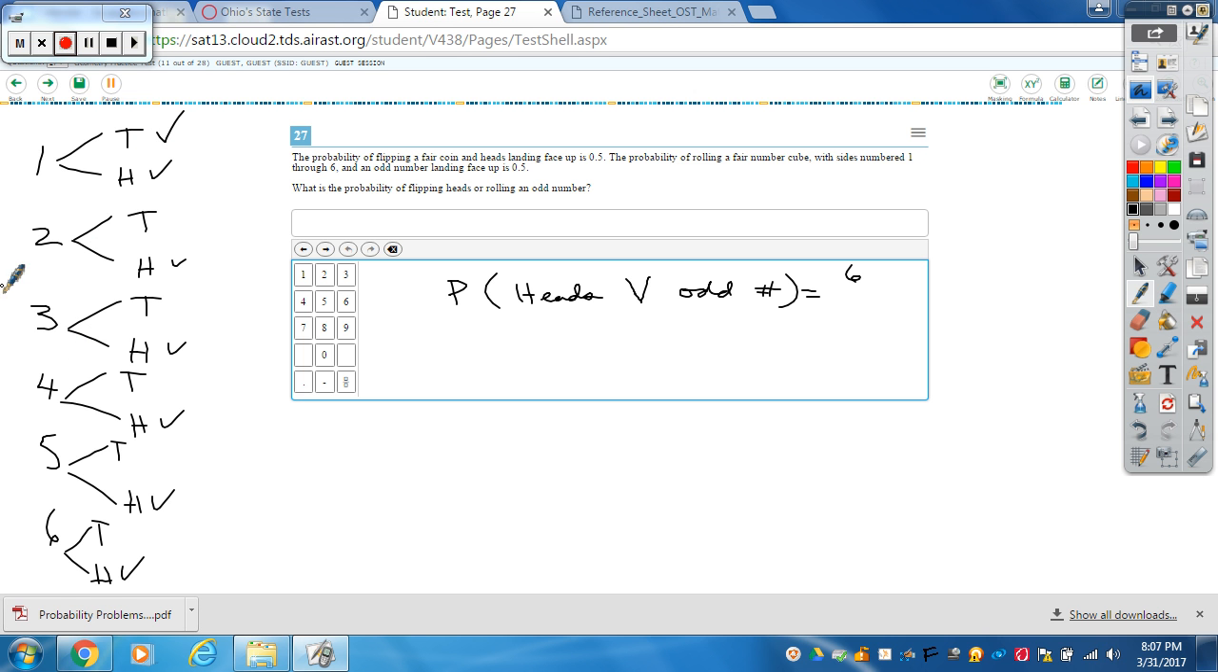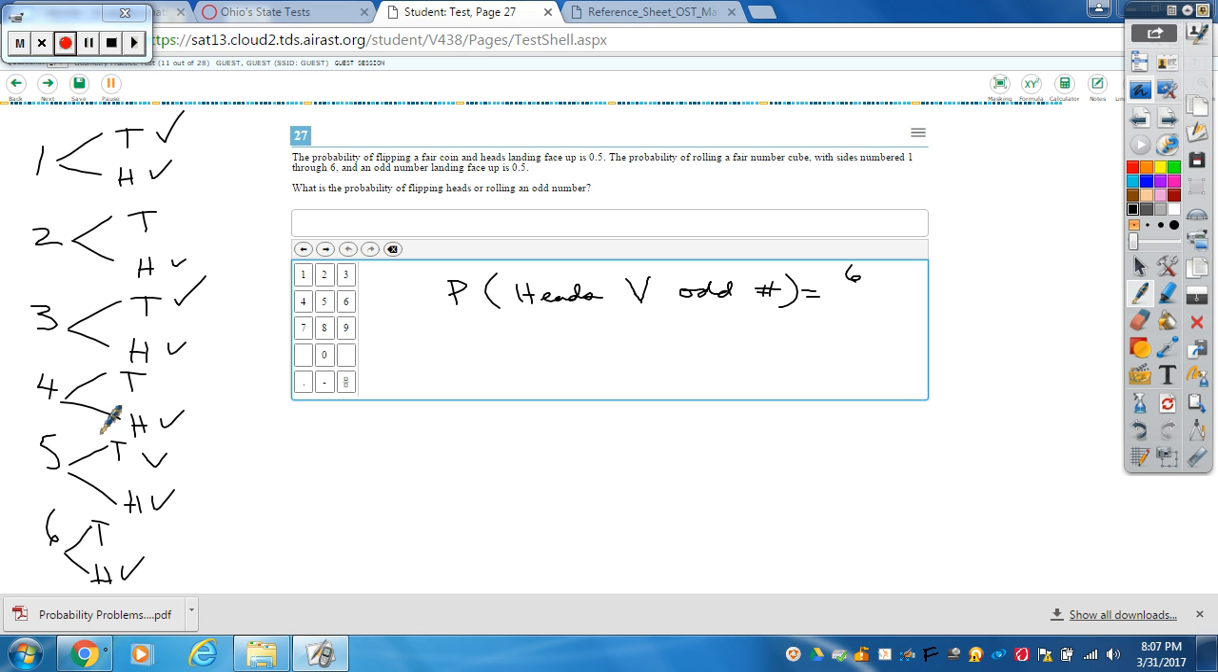This is a 2 and a tail, that doesn't work. This is a 2 and a head, we've already counted that one. This is a 3 and a tail, that one works. This is a 3 and a head, we've already counted that one. 4 and a tail doesn't work. 4 and a head does, we've already counted it. 5 and a tail, that one works because it's got the odd number. 5 and a head, we've already counted it. 6 and a tail doesn't work. 6 and a head, we've already counted it.